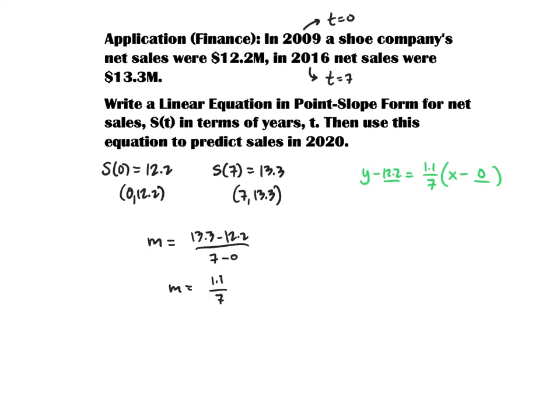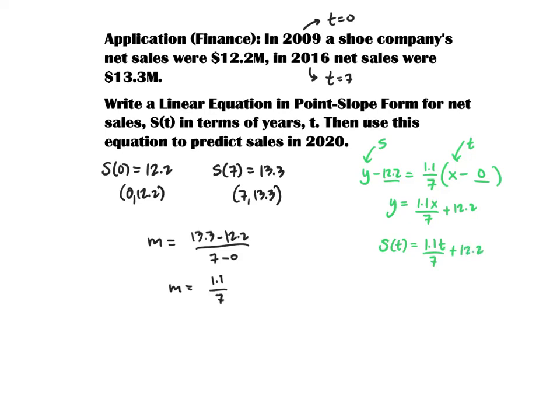Now, technically, I should have an s here and a t here, and I'm going to do that in just a moment. But just to keep the form the way that our equation is for point-slope form, I'm going to keep it that way for just a moment. Okay, so y would equal 1.1 x over 7 plus 12.2. Now I'm going to write this as s of t, this is where I'm going to change my variables, is equal to 1.1 t over 7 plus 12.2. That would be an equation.